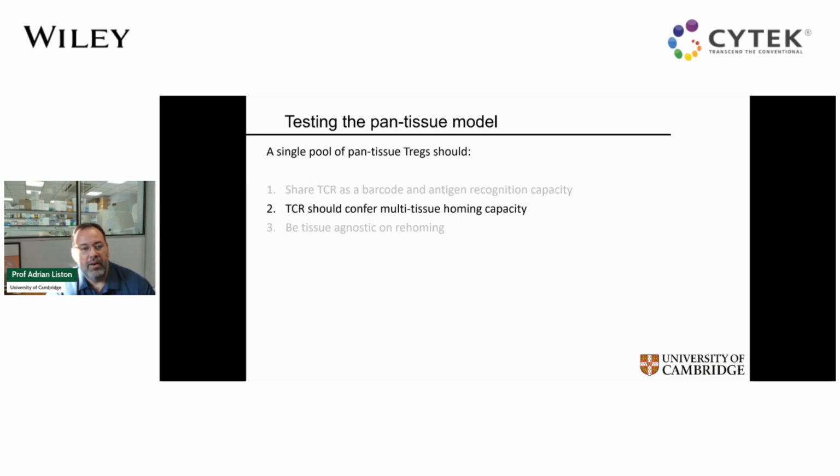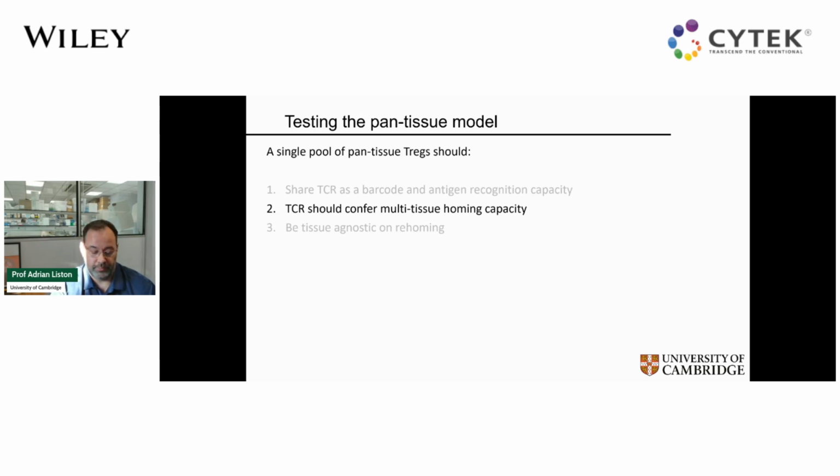Now, the second part of this model is that we should be able to confer multi-tissue homing capacity on a regulatory T cell by giving it one of these T cell receptors. This is because the T cell receptor, as well as acting as a barcode, is what confers which antigen is recognized by the regulatory T cell. So if it recognizes an antigen present in multiple different tissues, it should be able to go into multiple different tissues. While if it's recognizing an antigen only present in one tissue, we might expect that TCR to confer homing only to one tissue.